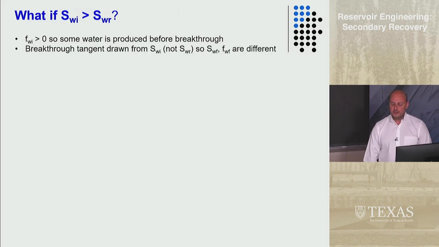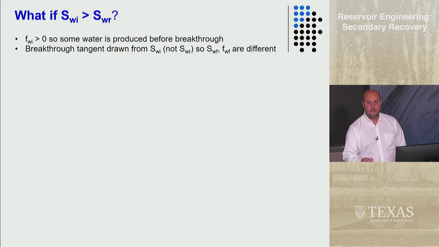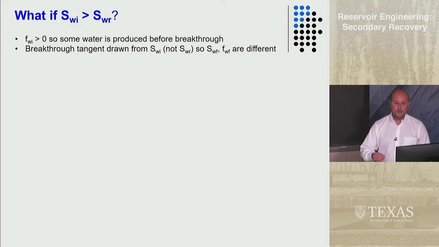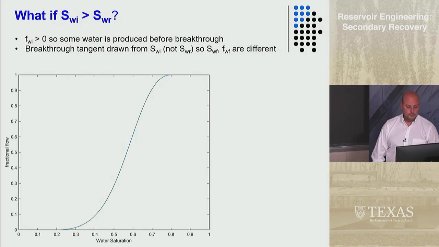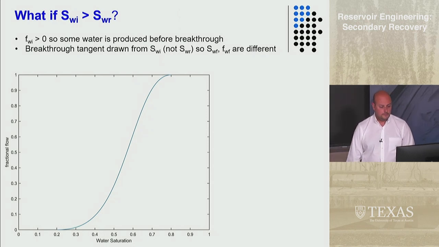The other thing as far as calculations are concerned is the breakthrough tangent is not drawn from SWR anymore, but SWI. And what that means is that the tangent, the point of tangency, gives a different value. So the waterfront saturation and the fractional flow of water at that front are going to be different than if SW is equal to SWR. So this is a typical fractional flow curve.